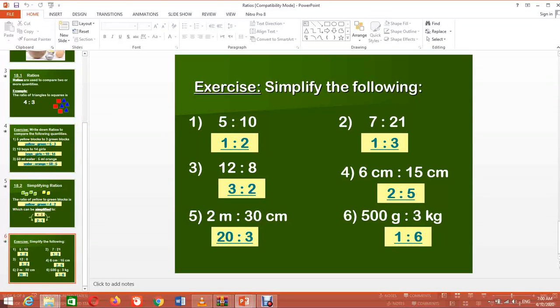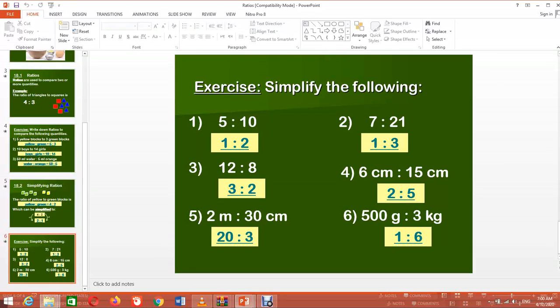This is an exercise. My fellow students, take your notebooks and pens once again and write it in your notebooks. Simplify the following. 1. 5:10 is equal to 1:2. Why 1:2? Because 5 will cancel 5, 1; 5 will cancel 10, 2. So the ratio is 1:2.